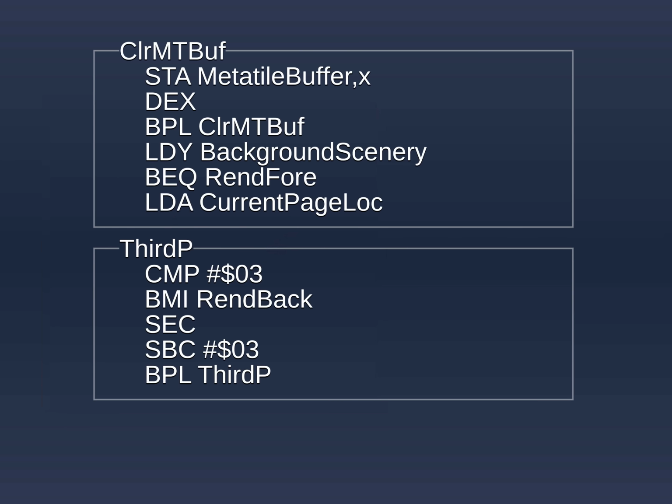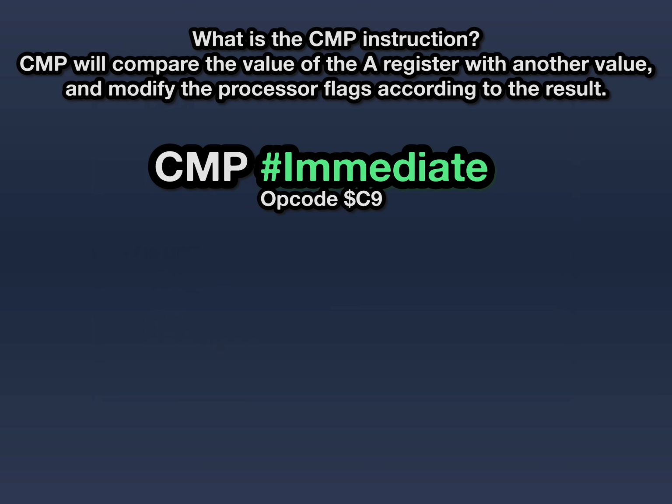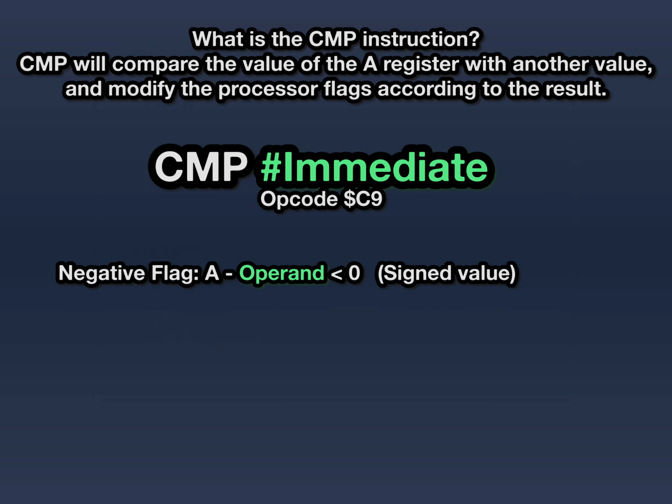To make a long story short, we compare what screen we're drawing with the number 3. If the screen number is less than 3, draw that screen. Otherwise, subtract 3 from this number and keep doing this until this number is less than 3. Unfortunately, they decided to use a BMI instruction here instead of a BCC instruction. And the reason I'm saying this is unfortunate all has to do with exactly how the CMP instruction sets the processor flags. Essentially, this instruction subtracts the operand from the A register, and if that signed value is negative, then set the negative flag.